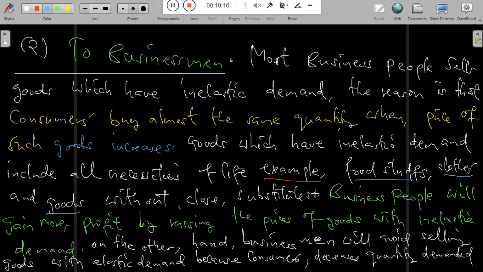On the other hand, business people will avoid selling goods with elastic demand because consumers decrease quantity demanded by a large amount when the price of the commodity increases.